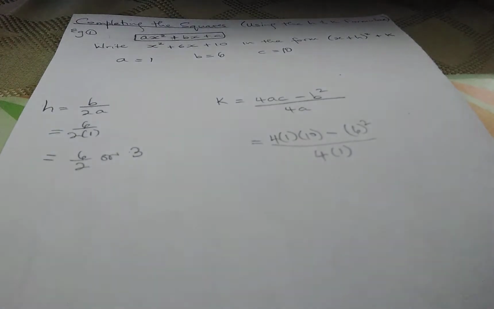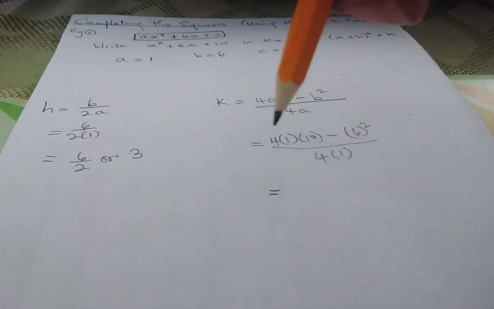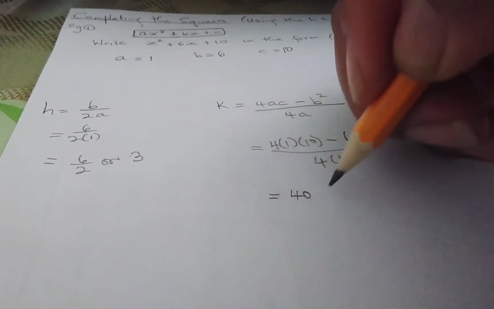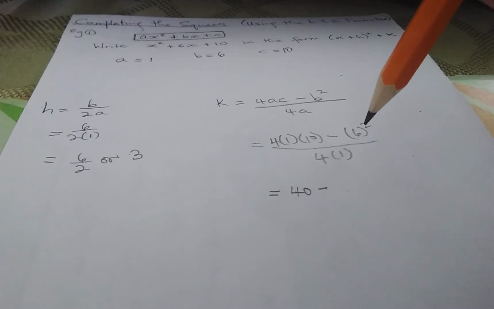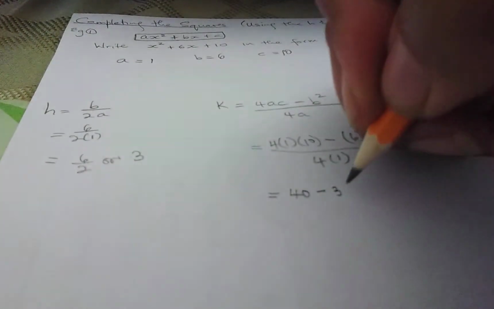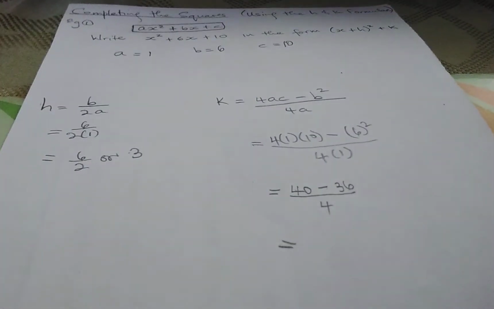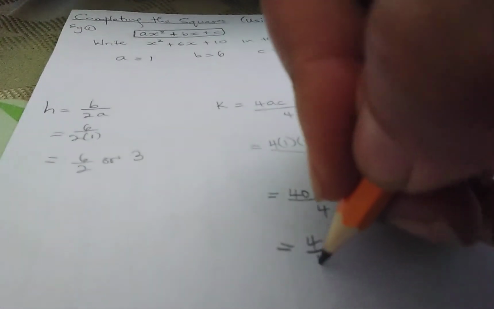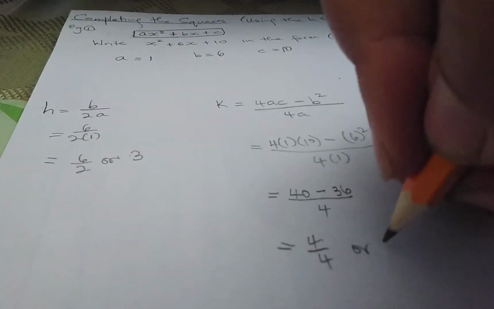All right. Now we do the calculation. 4 times 1 is 4, times 10 is 40, minus 6 times 6 is 36, over 4 times 1 is 4. When we subtract the 36 from 40, the answer would be 4. So 4 over 4 is equal to 1.